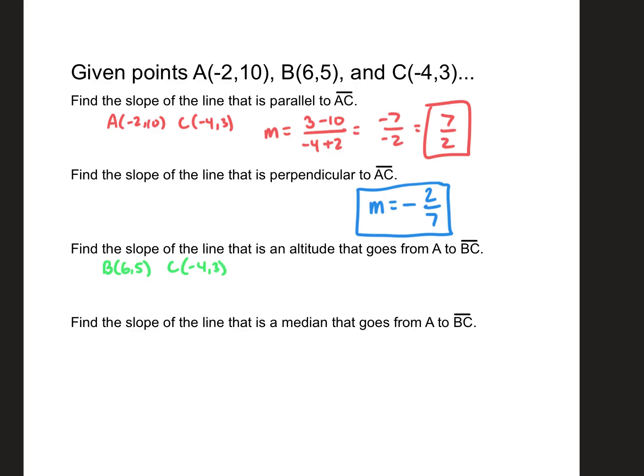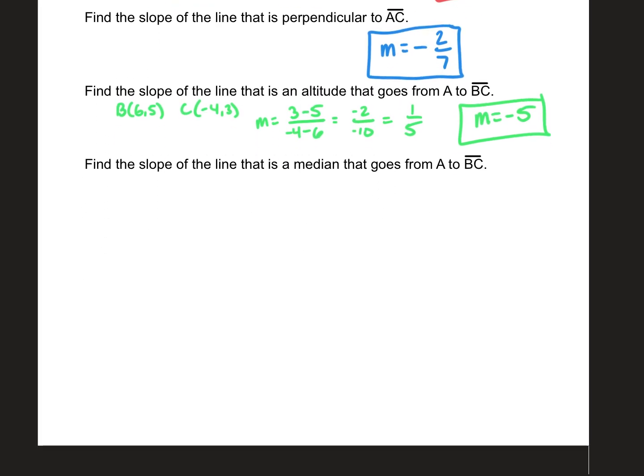it's kind of the same thing as the second question. If I know this thing's slope, y2 minus y1 over x2 minus x1, that's a negative 2 over a negative 10, that'd be 1/5. That's the slope of BC. My altitude that goes from A to BC would be the opposite reciprocal. So the opposite reciprocal of 1/5 is negative 5, or negative 5 over 1, which simplifies to negative 5. And here's the last one then.